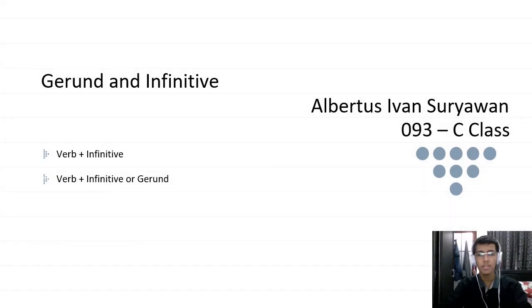My name is Albertus Suryawan from C class with the number 093. I will explain gerund and infinitive, especially verb plus infinitive and verb plus infinitive or gerund.